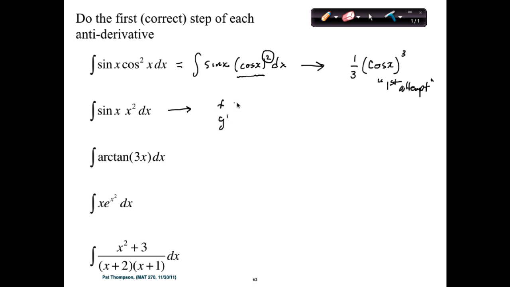F would be what? Your f would be x squared. X squared, because we want that power to go down. When we take the derivative, we want the power of that to go down. It makes a simpler new integral. G prime, then, assign. There's their first step. Undoing the product rule, first step is assign f to be x squared, g prime to be sine x. Next one.